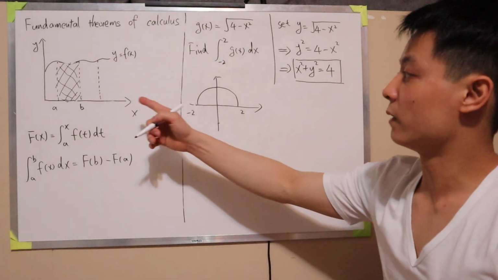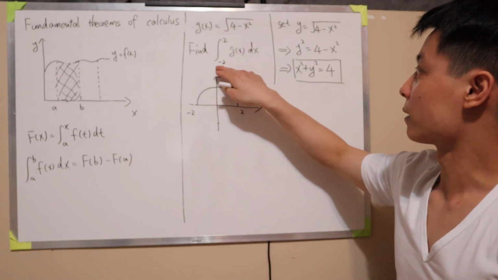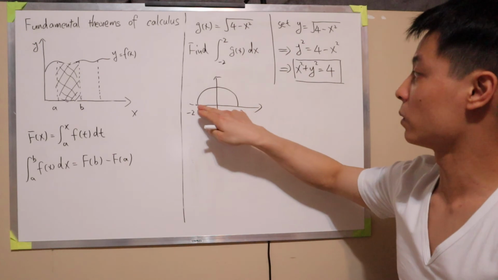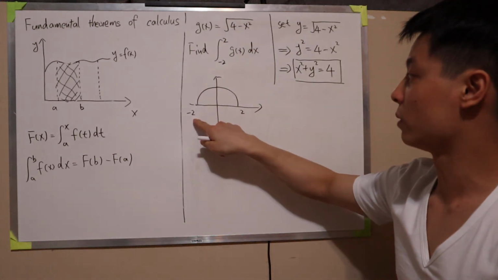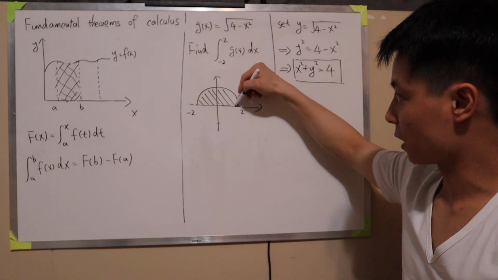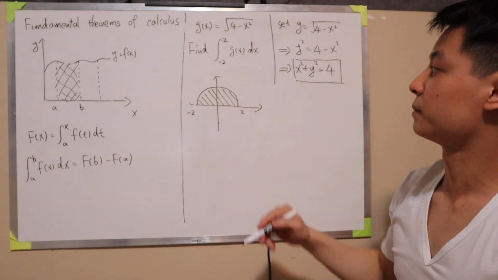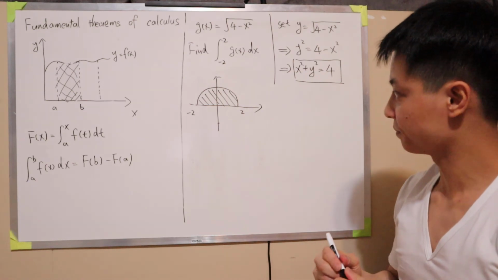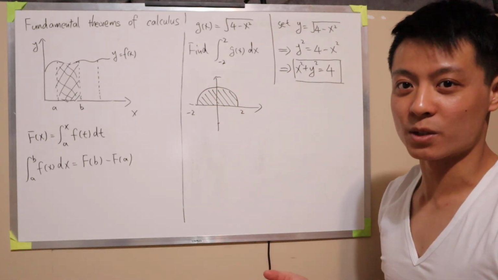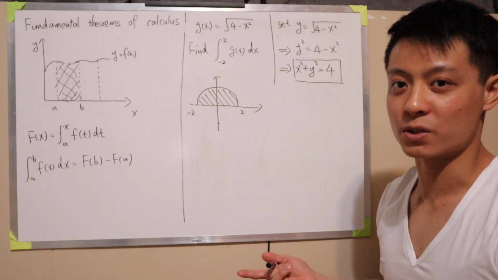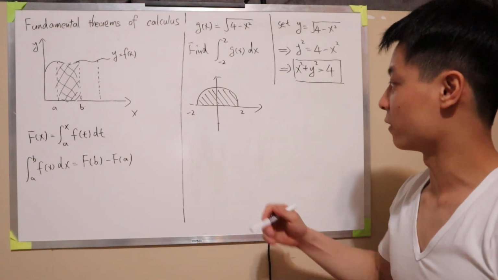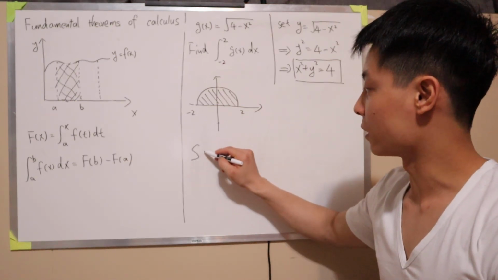Then, following the definition, this definite integral is gonna be the area under the curve from -2 to 2. So it's gonna be the area of this half circle here. Since we know how to find the area of a circle, right? So we know how to find the area of a half circle. It's just 1/2 times pi r squared. So we can find the area very easily by using the formula.